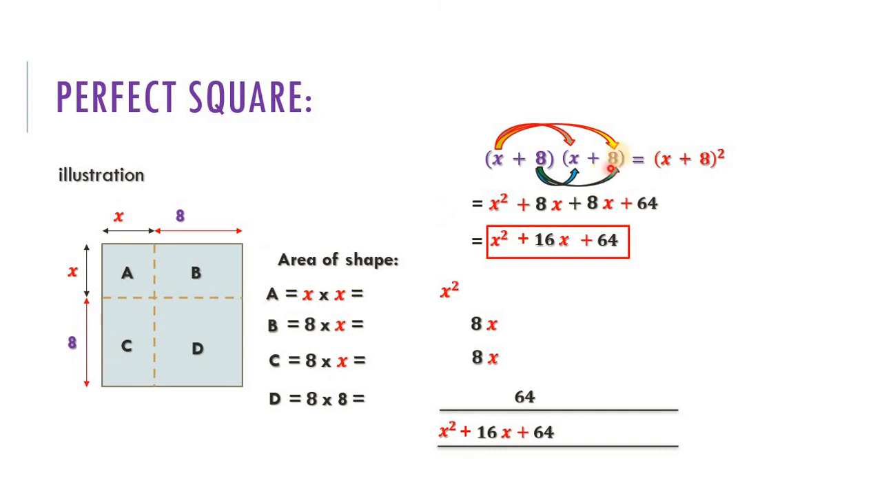So when you're expanding a perfect square and simplifying, it is basically taking a perfect square, dividing it up into rectangles, and finding each area to get this answer. But this is a much faster way of doing it.